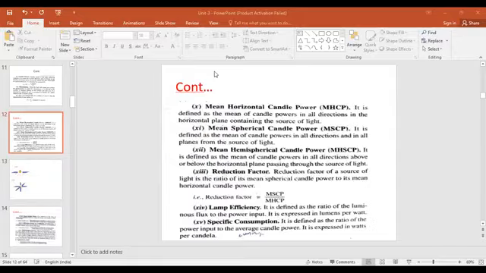So again, come to the definition. Mean spherical candle power is defined as the mean of candle power in all directions and in all planes from the source of light. From this lamp source, light energy will be emitted in all directions, in all planes. That is the mean spherical candle power. Now, mean hemispherical candle power, not spherical and not horizontal candle power. Mean hemispherical candle power. What is a hemisphere?